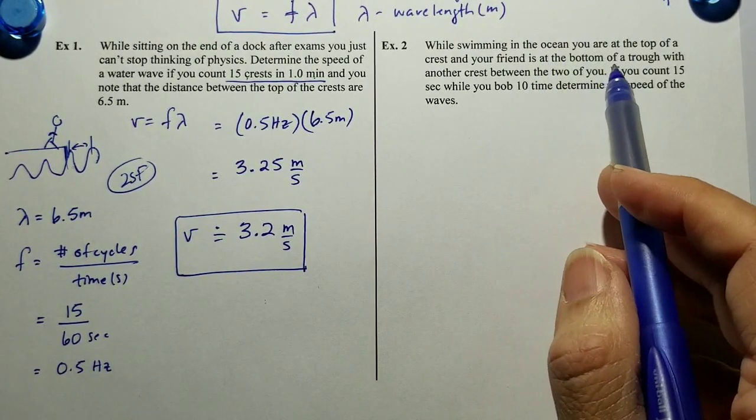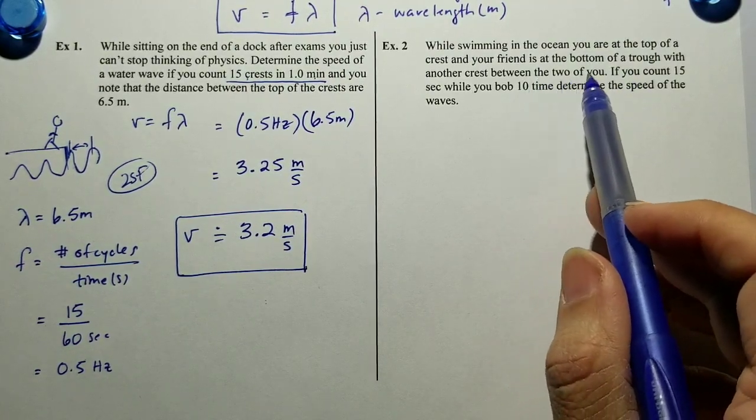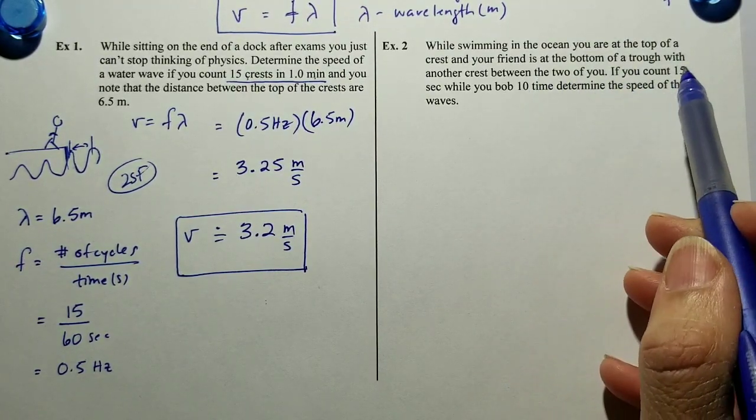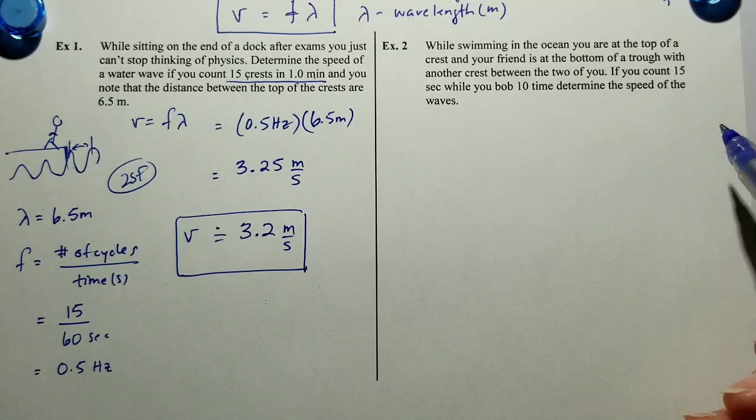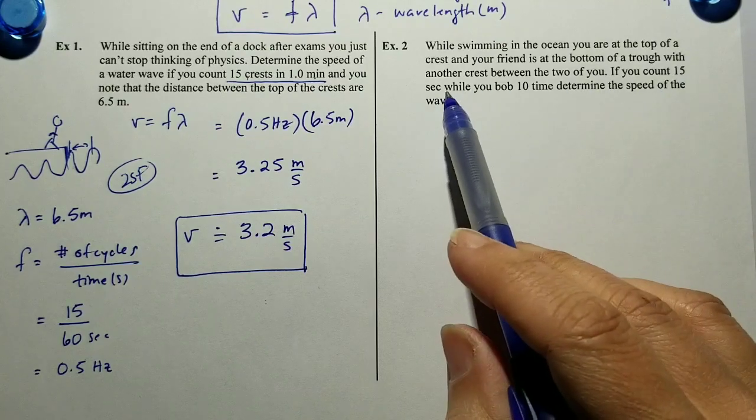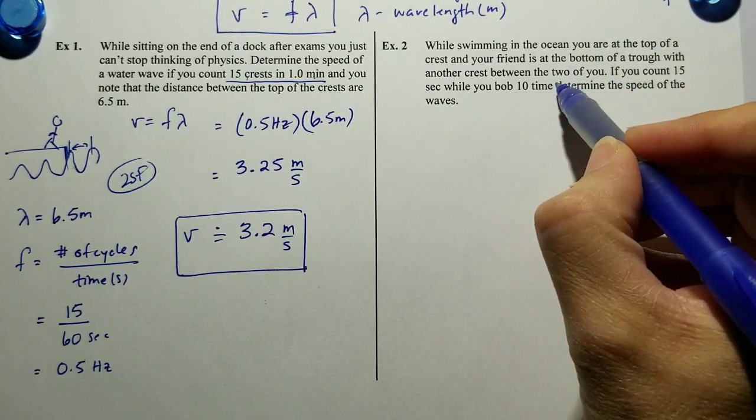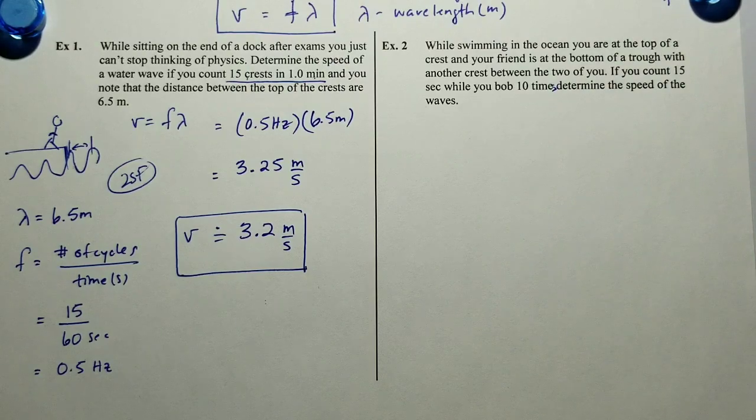While swimming in the ocean, you are at the top of a crest, and your friend is at the bottom of a trough with another crest between the two of you. If you count 15 seconds while you bob 10 times, determine the speed of the waves.